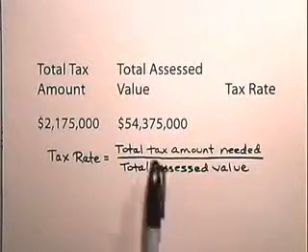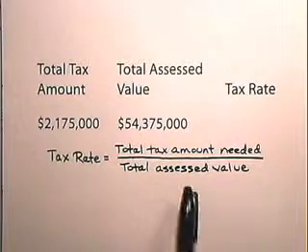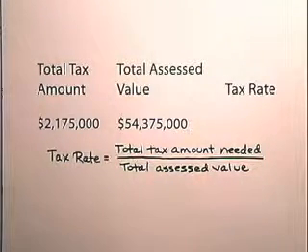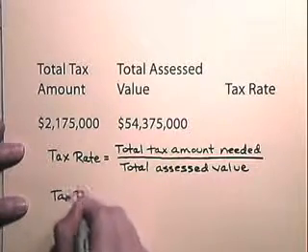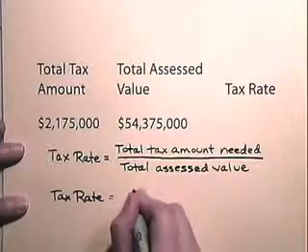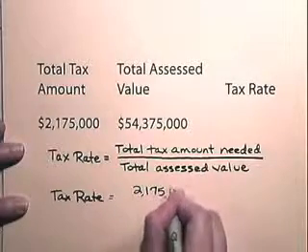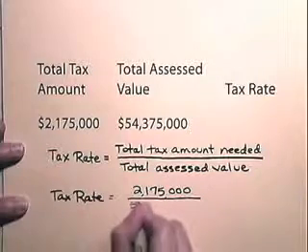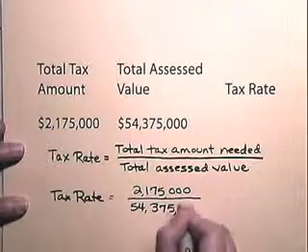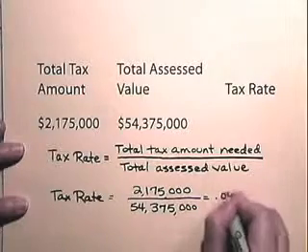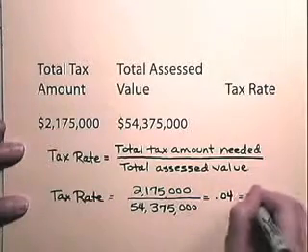Now let's find the tax rate. The tax rate is by definition the total tax amount needed divided by the total assessed value. So in this exercise, $2,175,000 is needed, and the total assessed value is $54,375,000. So the tax rate for this area will be $2,175,000 divided by $54,375,000, which will be 0.04, or the tax rate in this area will be 4%.